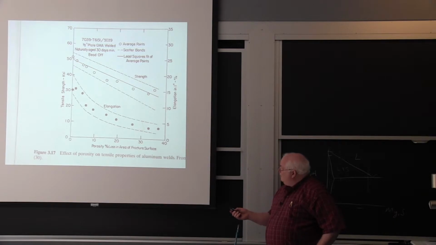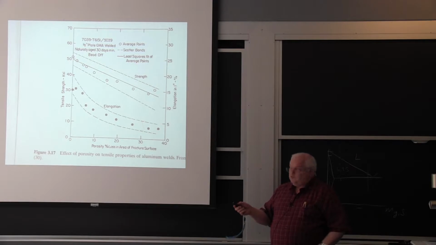In most cases, we're talking about welds that have less than 1 or 2% porosity, so it's within the scatter band of the strength.